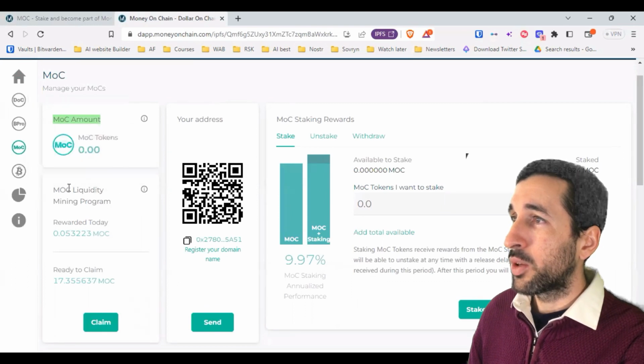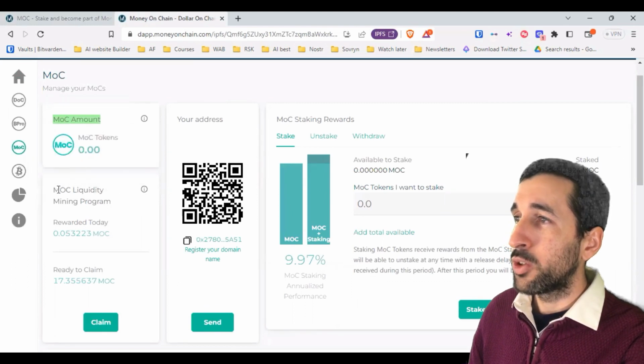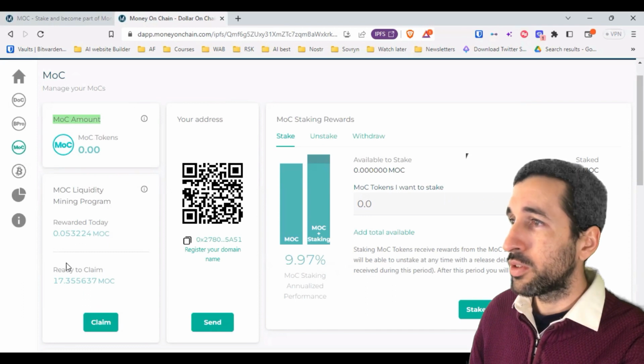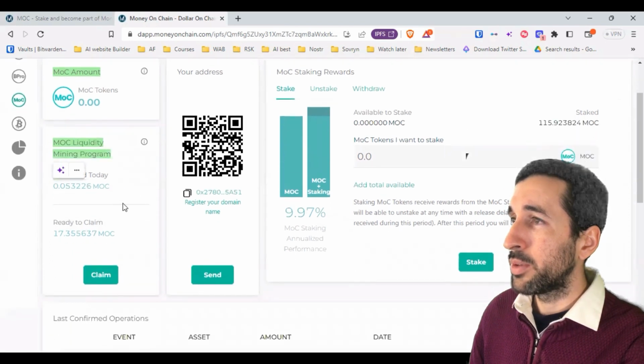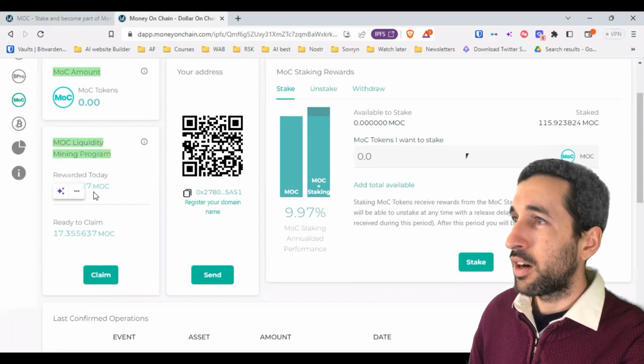This is the liquidity mining program. If you don't have any bpro in your wallet, all this will show 0. Now I have a little bit of bpro in my wallet because I wanted to show you these numbers. Rewarded today, these are all the MoC that I've earned today by holding my bpro in my wallet. This is the liquidity mining passive revenue that I'm generating, and you can see that this is moving in real time, second by second.